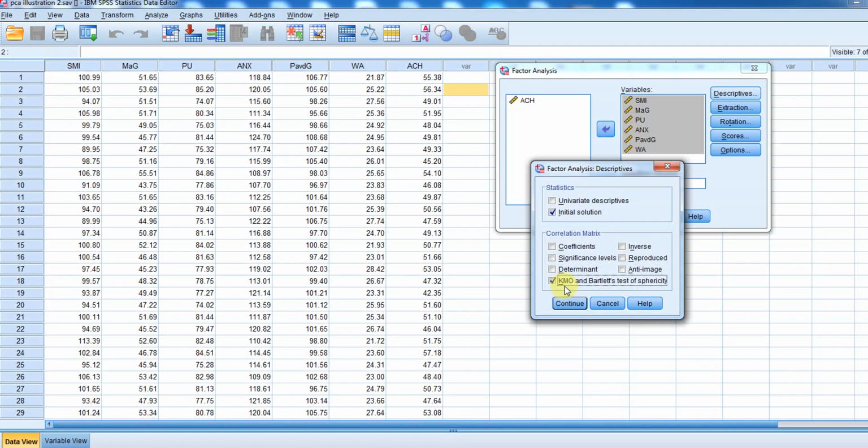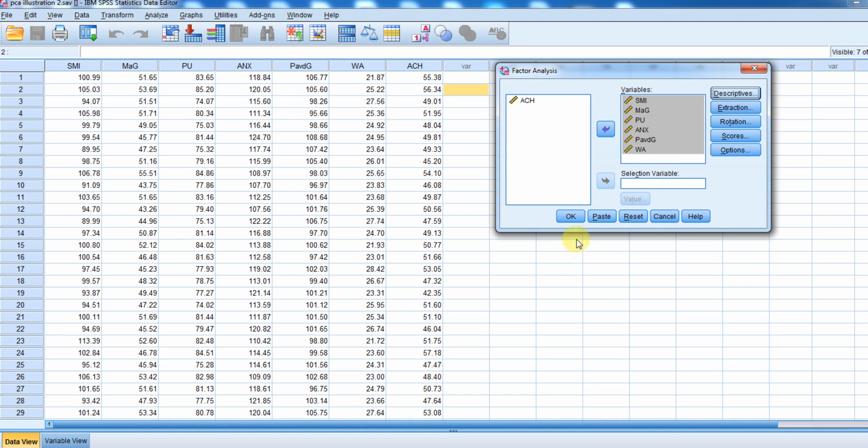The KMO index is one way of indexing the factorability of the correlation matrix. Bartlett's test is a significance test, testing whether there's a significant difference between our sample correlation matrix and an identity matrix, where there are ones on the primary diagonal and zeros on the off diagonal, which is like saying you have a bunch of measured variables that are uncorrelated with each other. So I'll click on Continue here and then on OK.